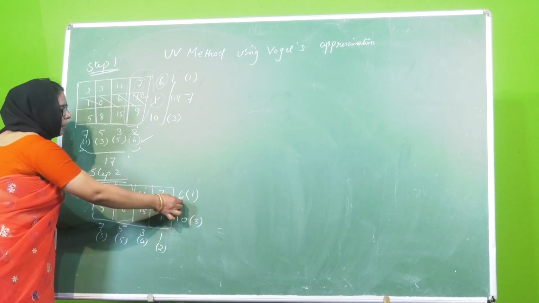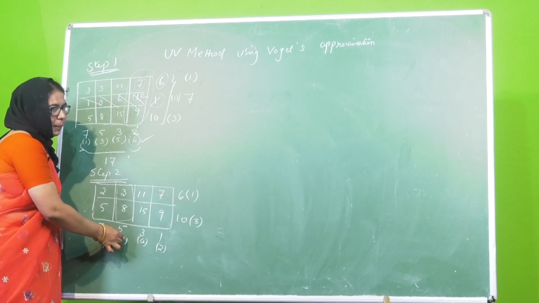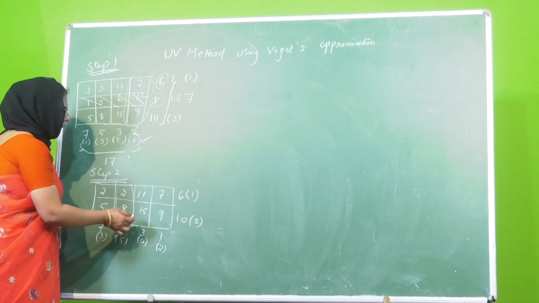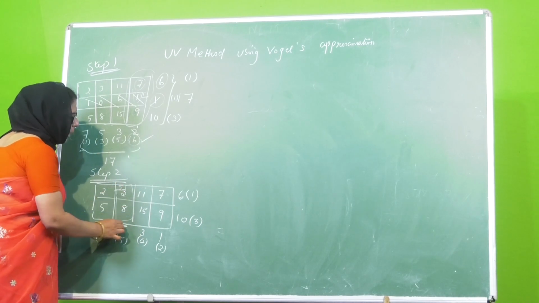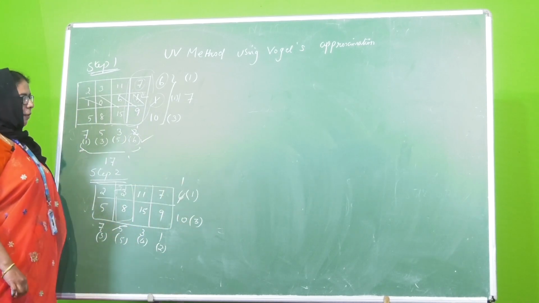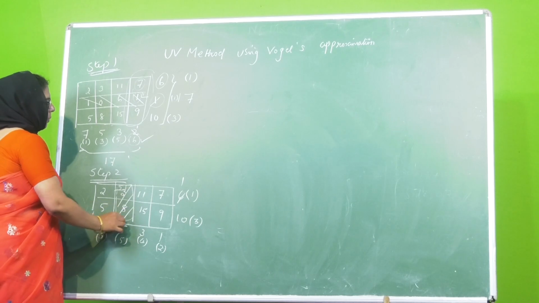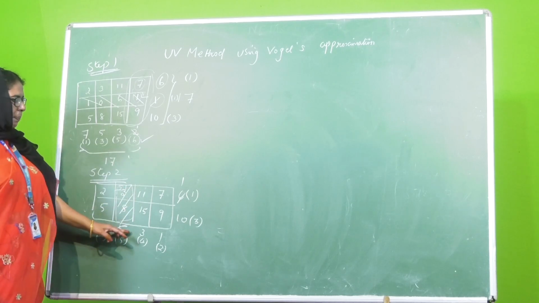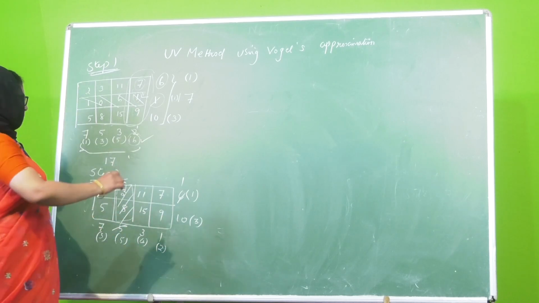So which one compared to 5 and 6, which one is the minimum element? 5 is the minimum element. So we have to allocate 5 and subtract 6 minus 5, 1. So 5, the second column is to be vanished because the demand value is to be vanished. Step 3.